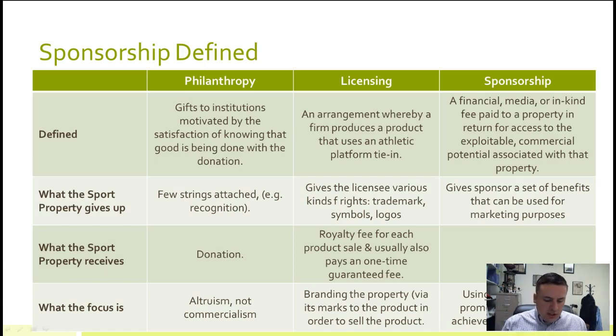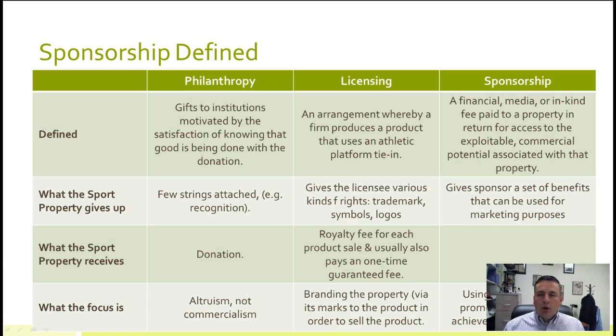And so oftentimes you'll see philanthropy associated with sporting events, especially in college athletics, where somebody is donating X number of dollars, and oh, by the way, that also gives them season tickets to the football game. In this circumstance, the sport property has very few strings they have to give up. I recognize that that consumer gave us money. It's essentially a donation, and it's for altruism reasons and not for commercialism. Philanthropy is a gift without an expectation in return.